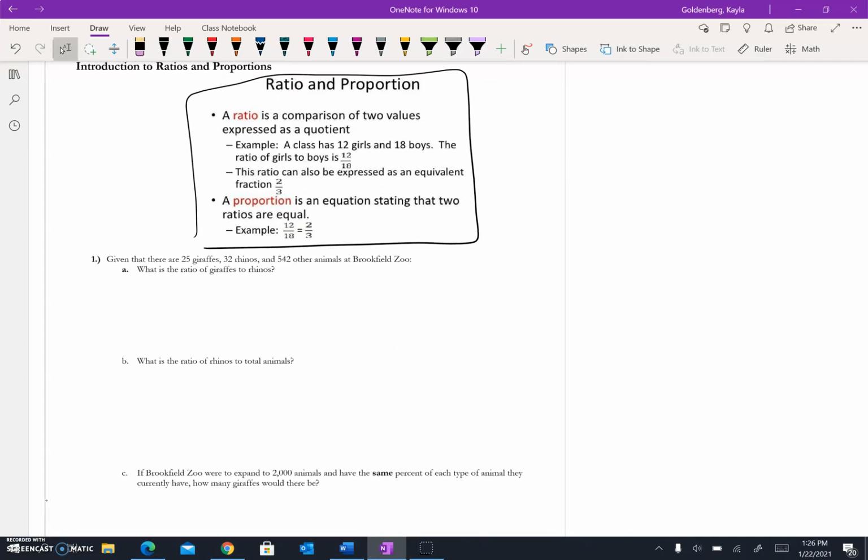This is an example with Brookfield Zoo. Let's say that they have 25 giraffes, 32 rhinos, and 542 other animals. So that's not the total, but that's just other animals that are living in the zoo. So I'm just going to pause and total up how many animals there are altogether. Okay, so it looks like there's a total of 599 total animals. I'm just going to keep that on the side just in case I need to use that information.